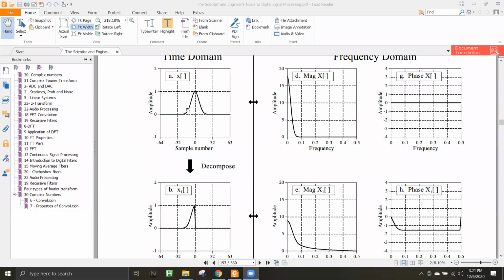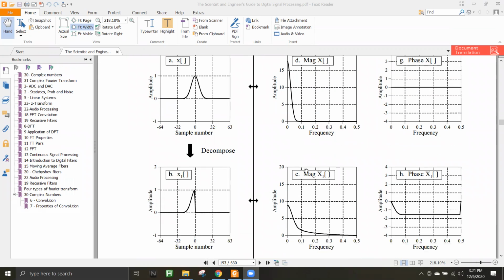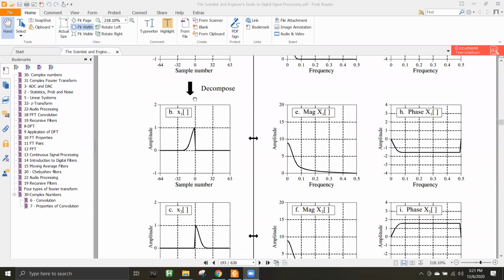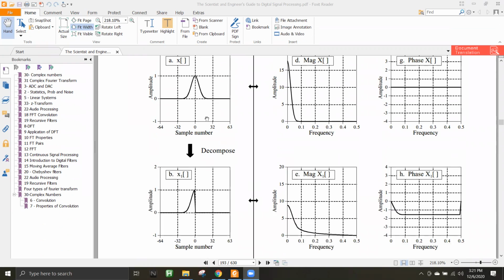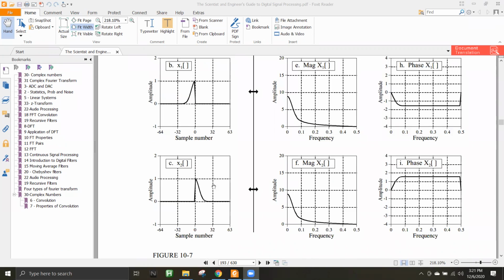So this is basically what it says. So this particular time domain signal, its corresponding frequency domain magnitude would be something like this. The phase would be a straight line centered on 0. And if we decompose this particular signal in this way, we can have two components.